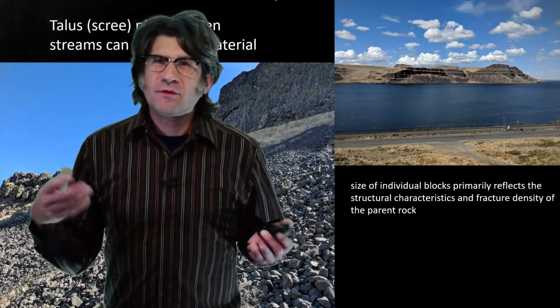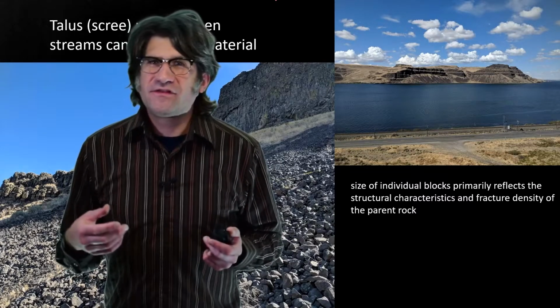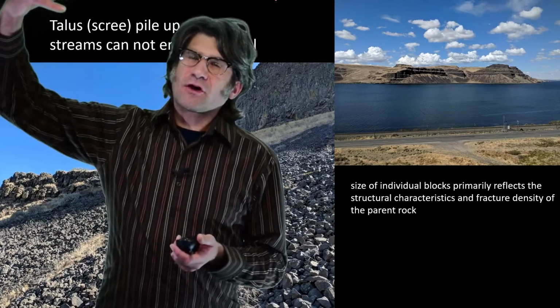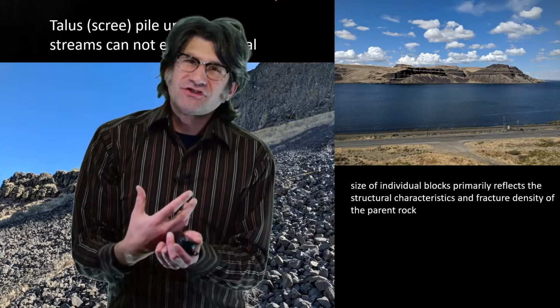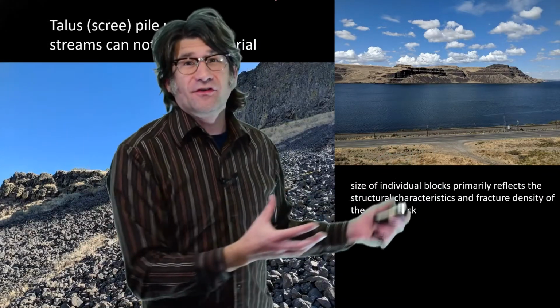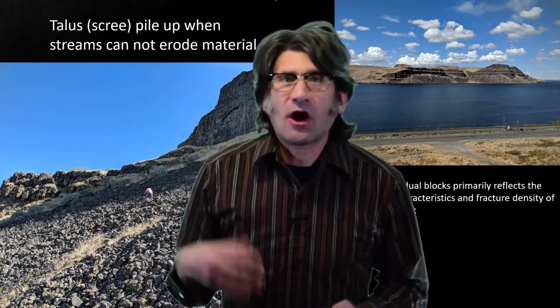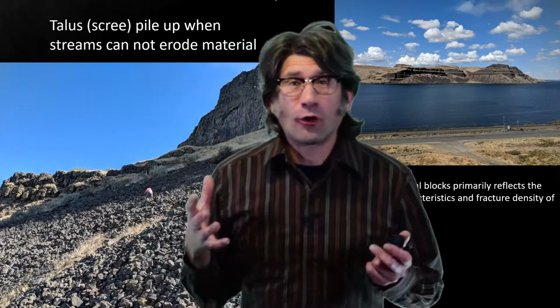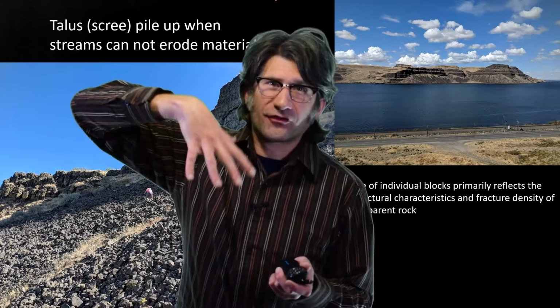Okay, associated with bedrock landscapes, another term I introduced that I want to reinforce is this idea that if you're getting a lot of rock fall off a bedrock slope and it ends up on the valley floor, there's a good chance that perhaps your river isn't strong enough to erode that material away, and you end up accumulating material at the base of the slope. We call this material talus or scree, and so the landform associated with it is a talus or scree pile.